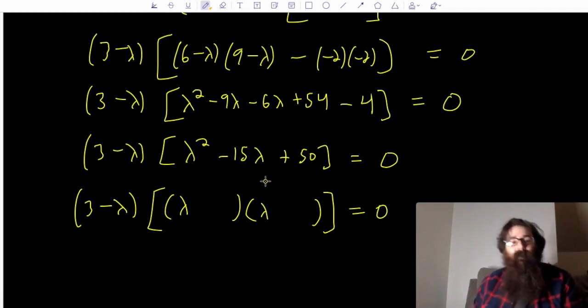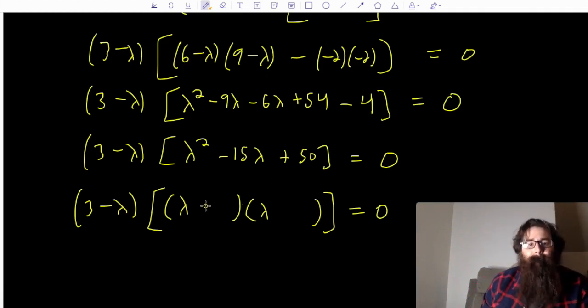But I'm thinking 5 and 10. Negative, right? We'll do -5, -10. And yeah, that's going to multiply to a positive 50. Yeah, it's going to add to a negative 15 lambda. So we're good to go on this.